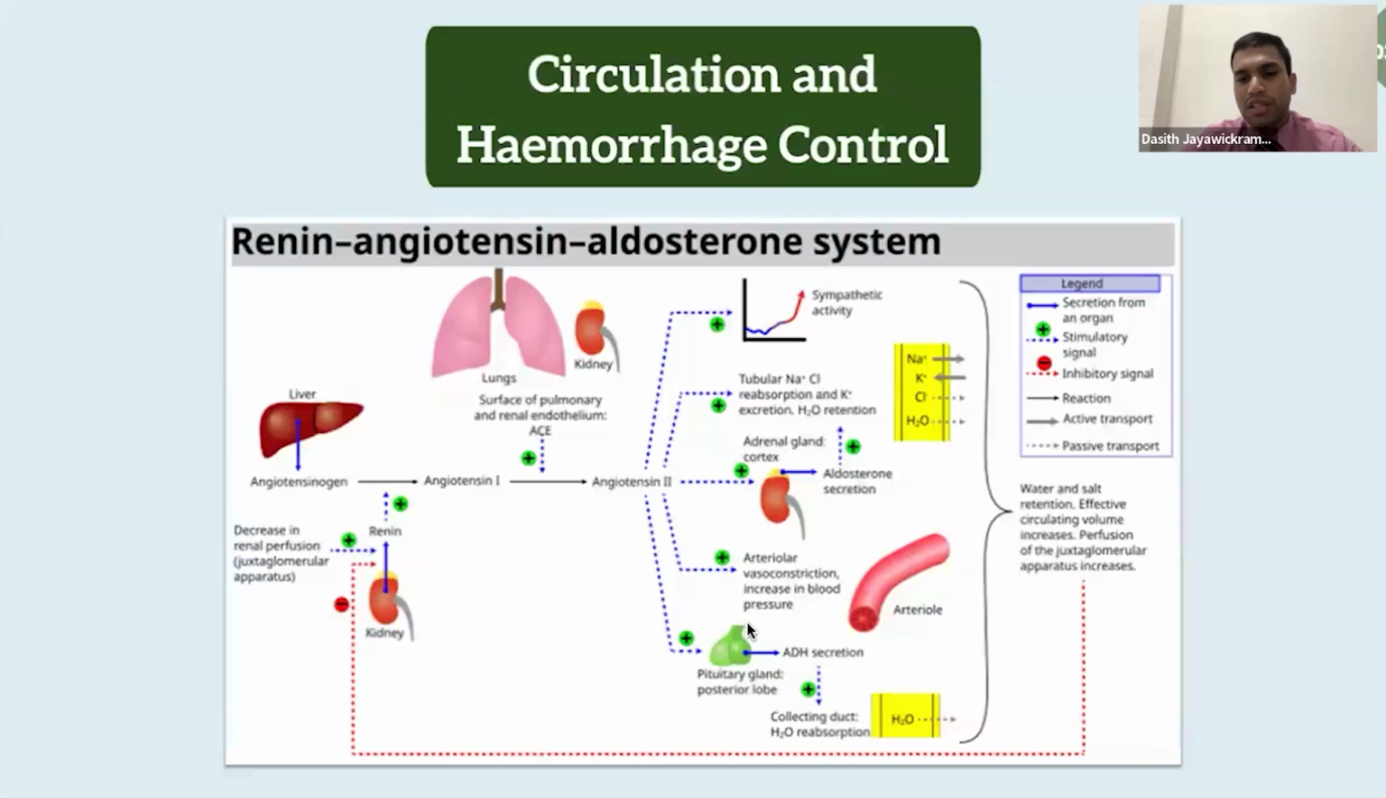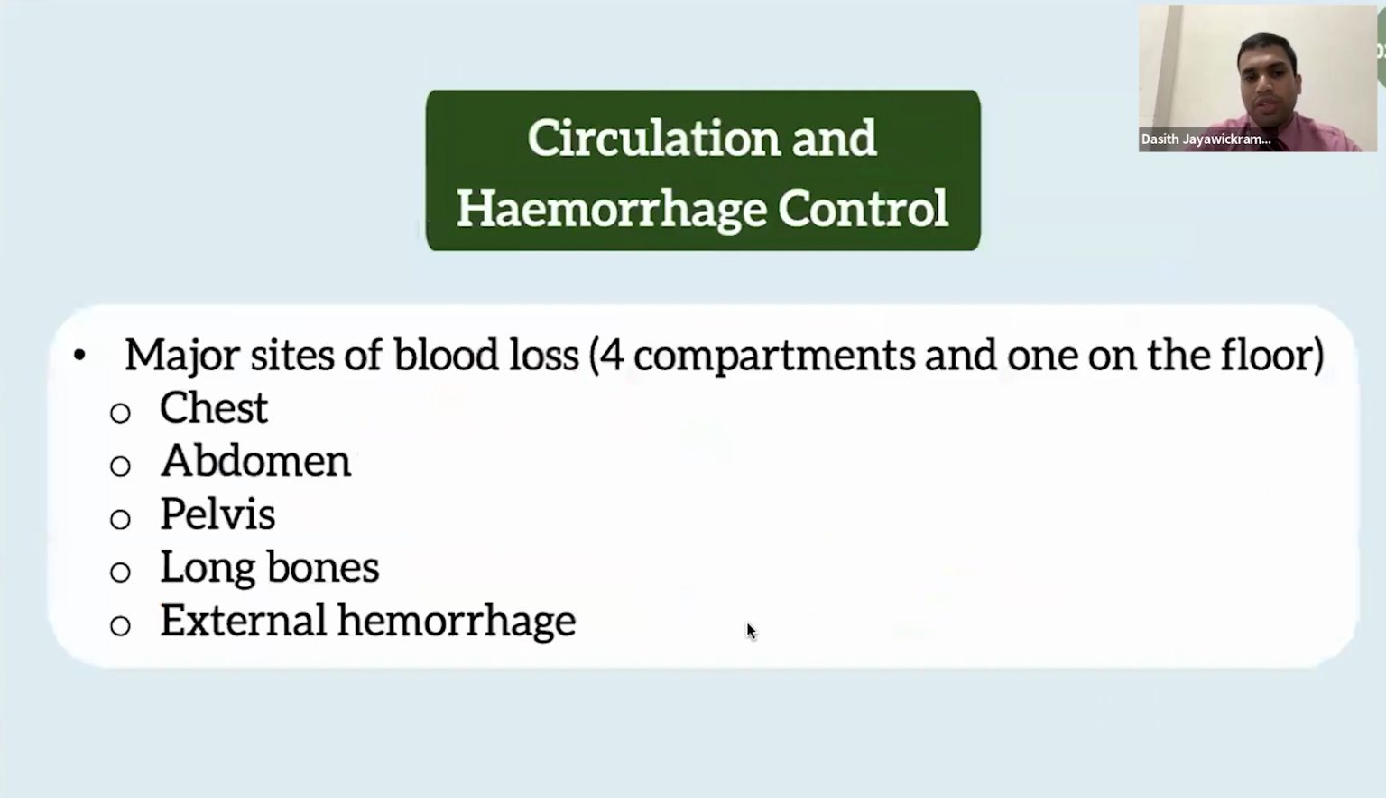These are a few things that are relevant to physiology. This won't be asked in the surgery MCQ paper, but it's good to know so that you know the concept of it. All right. So that's how the vasoconstriction happens. As I said earlier, the major sites of blood loss are the chest, abdomen, pelvis, long bones, and the external hemorrhage. That is the one on the floor.